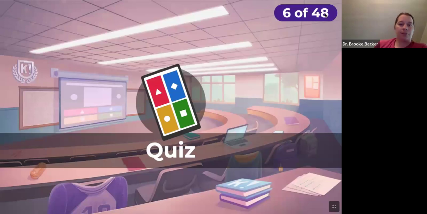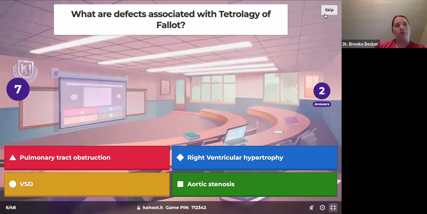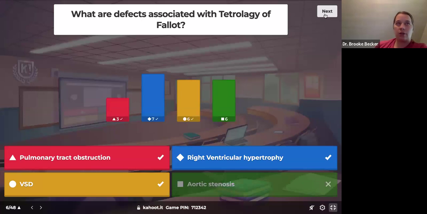Multiple select. What defects are associated with tetralogy of Fallot? Red is pulmonary tract obstruction. Blue is right ventricular hypertrophy. Yellow is VSD. Green is aortic stenosis. So it's pulmonary tract obstruction, right ventricular hypertrophy, and VSD. No aortic stenosis. Okay. Good.